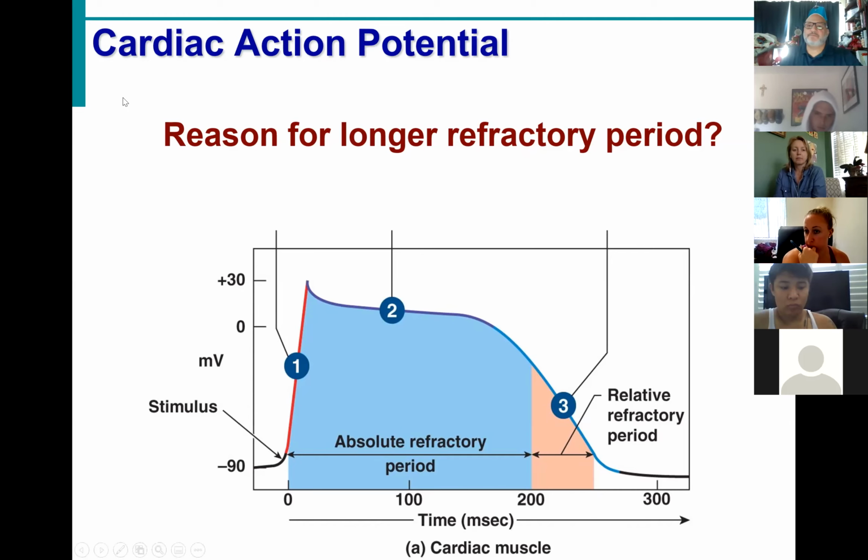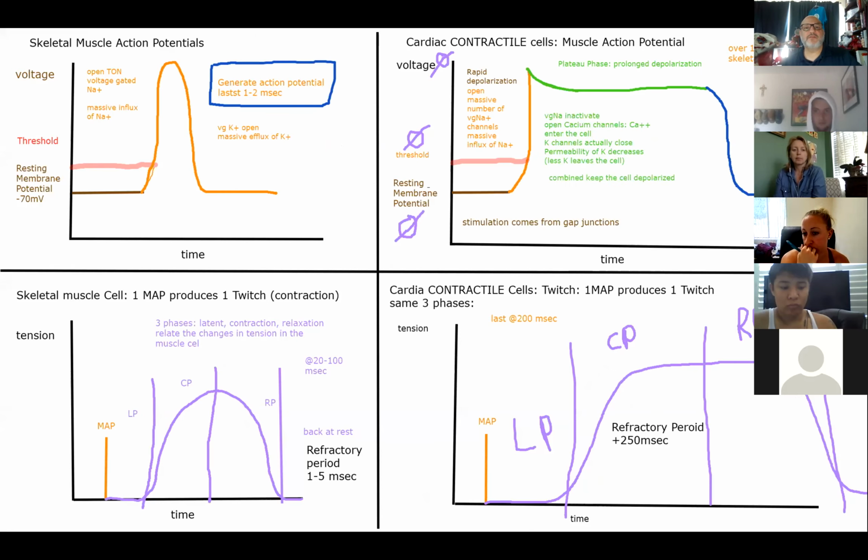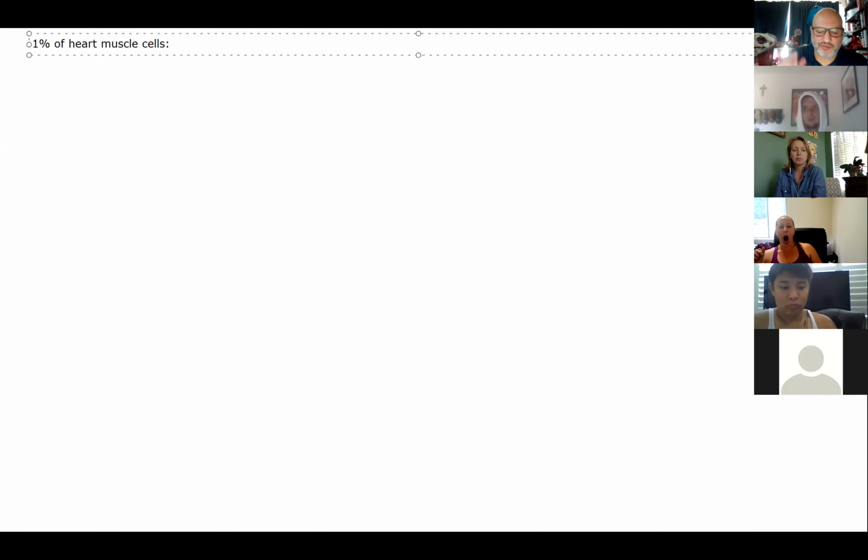Now for the fun stuff. All right, I'll say this one more time. Perfect. So now I can clear it. We have talked about our cardiac contractile cell. But as we mentioned, we have that 1% of heart cells that are different. And these 1% of heart cells that are different are what we call the conductive heart cells, cardiac muscle cells.